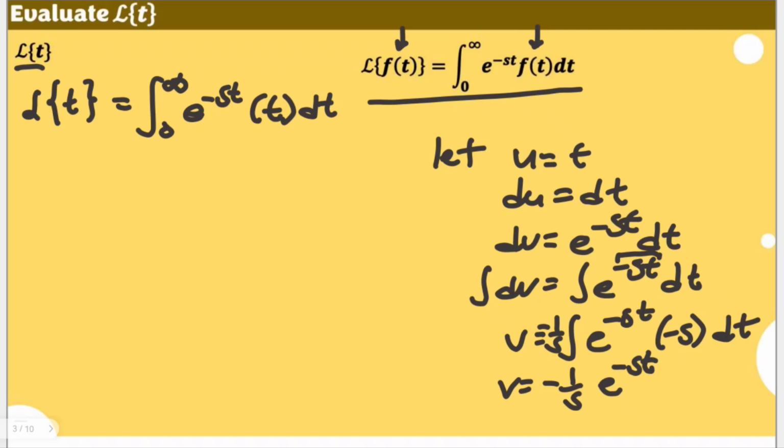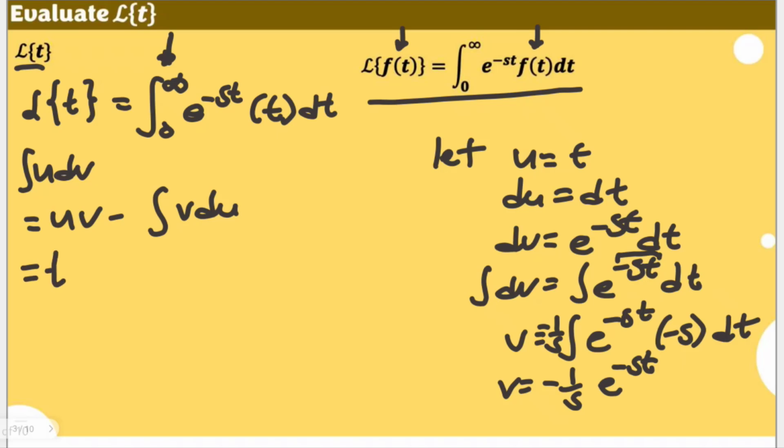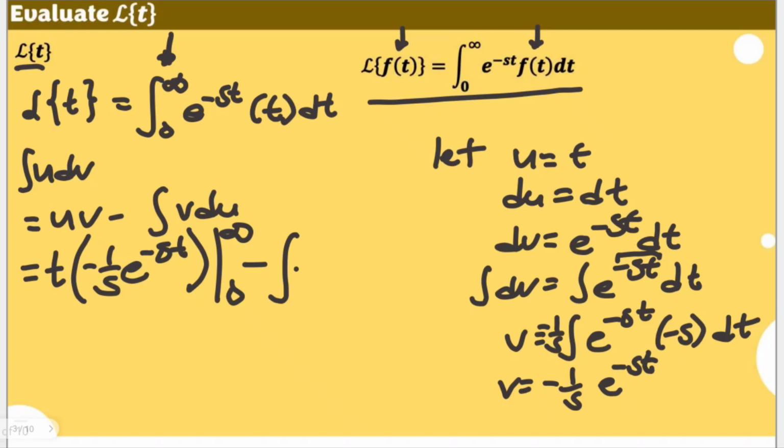So all of this, let's now plug in here, because the integral of u dv, as we are using integration by parts, is uv minus the integral of v du. And take note, we are using the same range 0 to infinity. So this is now equal to your u, which is t, times your v, negative 1 over s e to the power of negative st. And take note, this has the range of 0 to infinity because it's part of the range here, minus the integral of v, negative 1 over s e to the power of negative st, times your du, which is dt, 0 to infinity as well.